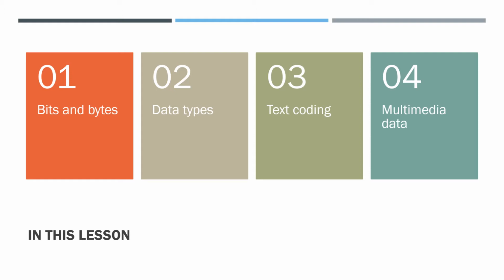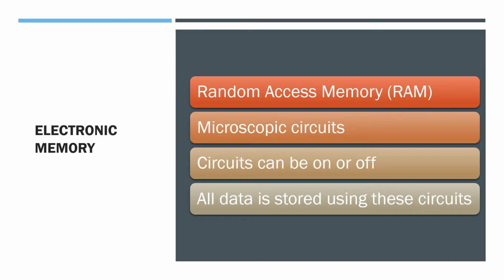The electronic memory of the computer is also called RAM, or random access memory. It consists of millions or even billions of microscopic circuits. These circuits can be either on or off. That is, they can be carrying a charge or not. All data is stored using these circuits.